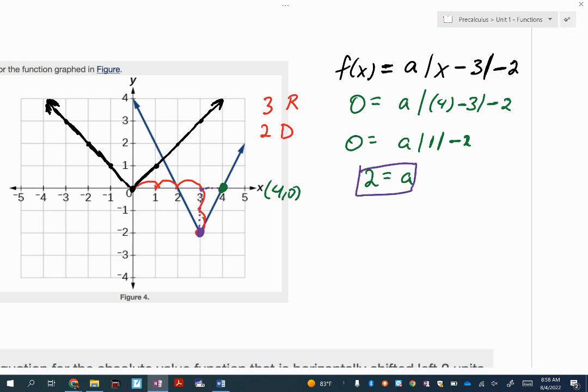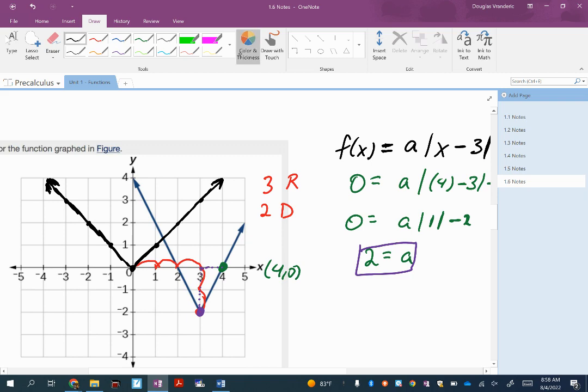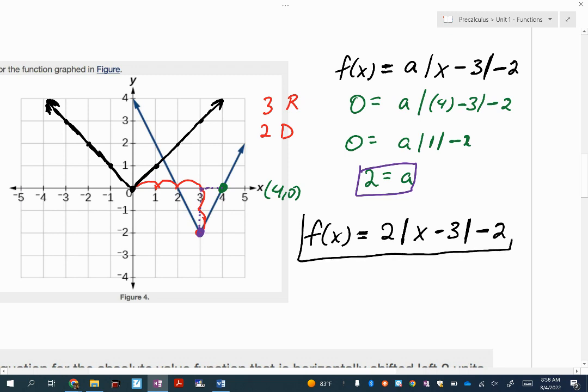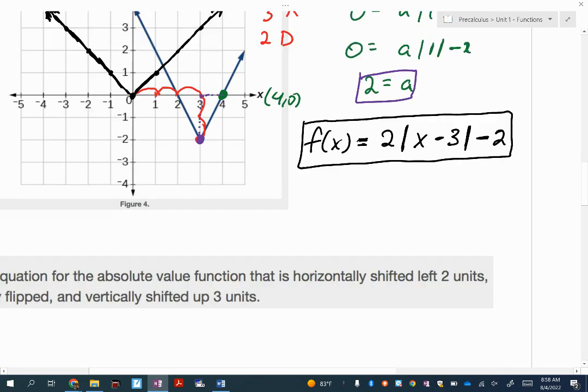Don't forget, as I mentioned with my other classes, and I'm sure your teachers in previous classes have said, once you find all this, please write the answer, right? Because technically you have it, it's just in pieces. So our function is 2, that's the vertical stretch, times the absolute value of x minus 3, that's the horizontal shift 3 to the right, and then minus 2, that's the vertical shift 2 units down. All right, so that's it. That is our function that shows this graph that's in navy.